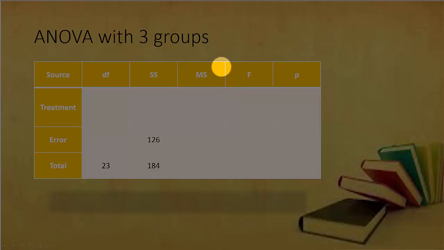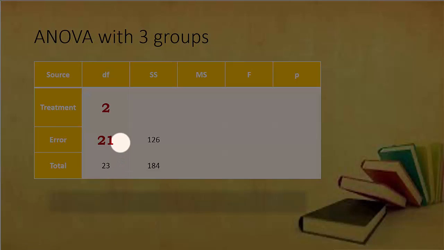So the first thing I'm going to get is the degrees of freedom for treatment and error, and I'm going to do that by recognizing 2 things. First of all, the degrees of freedom for the treatment is going to equal the number of groups, 3, minus 1. That's going to give us 2, and then I know that the total is broken down into treatment and error. So treatment plus error is going to give us the total. So 3 minus 1 is 2, and 23 minus 2 is 21.